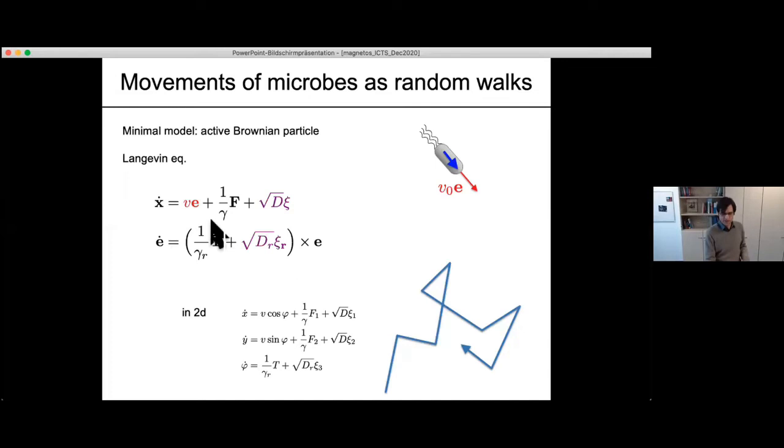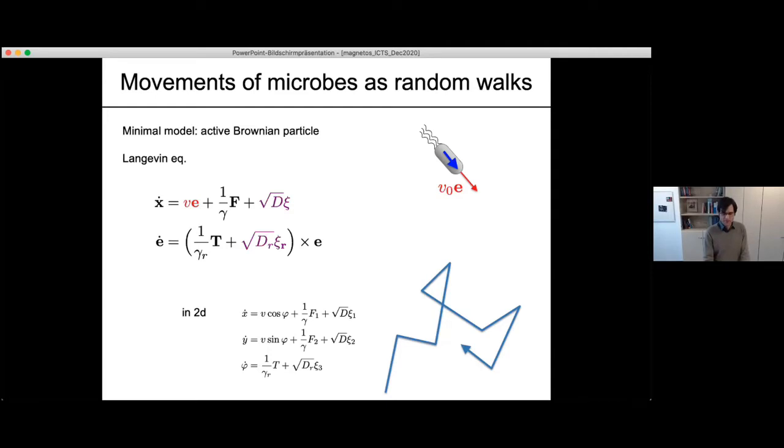Okay, if we do this in 2 dimensions, things get a bit simpler, because we don't really need a vector for the orientation, we only need an angle. Then we can describe this by 3 differential equations for the position in 2D and the orientation with 1 angle. That's very often done because it's simpler than the full 3-dimensional description. So this is a general way of describing the motion of bacteria or other microorganisms as a random walk.